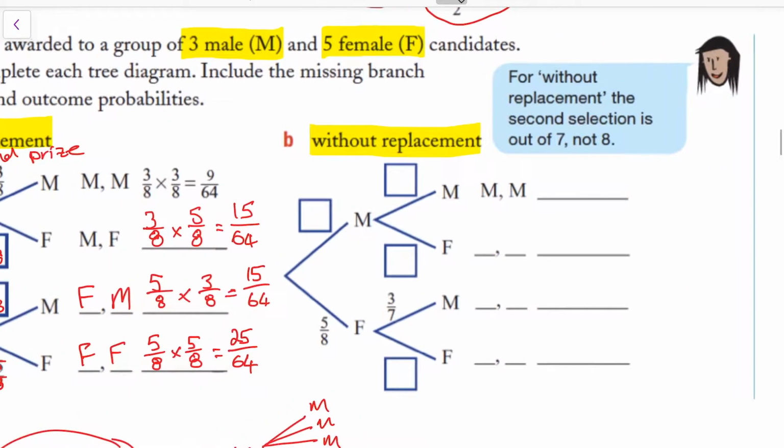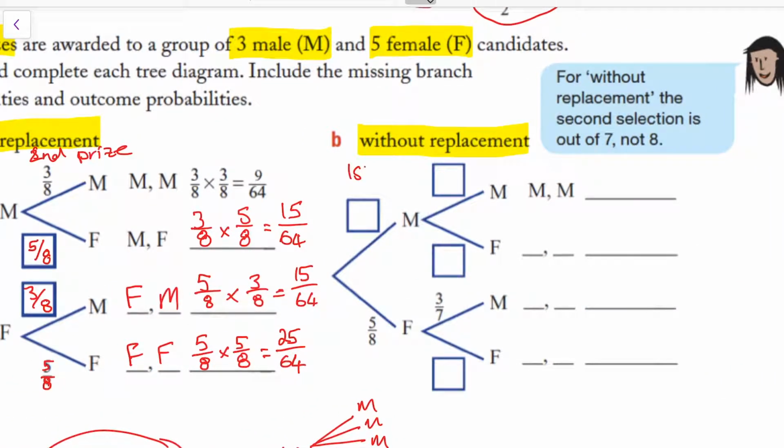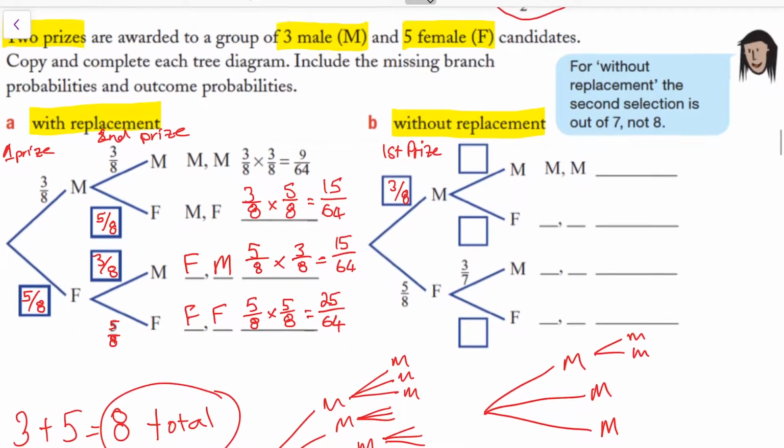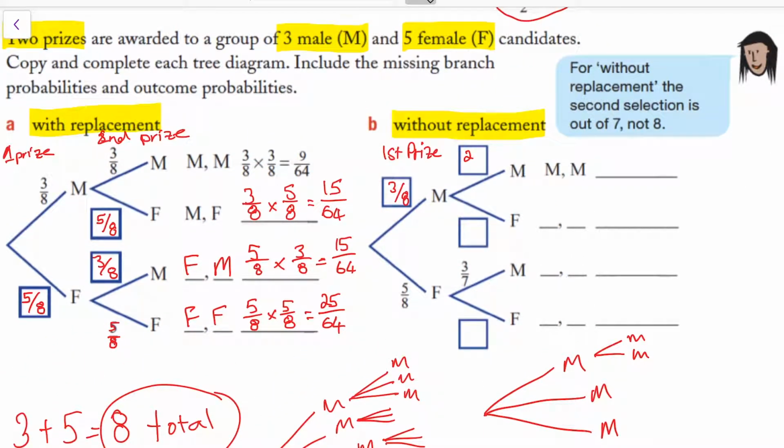Now that means if a male gets picked for the first prize, okay, so in this scenario, for the first prize there's 3 males in total, so it's still 3 out of 8 for that one. But if he gets picked for the first prize, that means he's now out of the running. So if I was to do it the long way, first option we have here is 3 males for the first prize. But now because he won the first prize, he's out of the running for the second one. So now there's only 2 males left in the running, as well as 1 less person in total. So it's now 2 over 7.